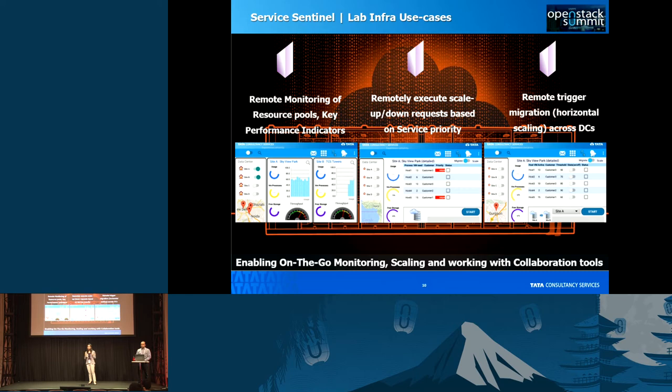So for example, here I can state, in daytime, the sites are used to the maximum potential. And in lean time hours, there is always a scope of reducing the power consumption. So a Lab Infra user will be able to perform these migration tasks so that the VMs can be consolidated and can be used to the maximum potential via Service Sentinel.